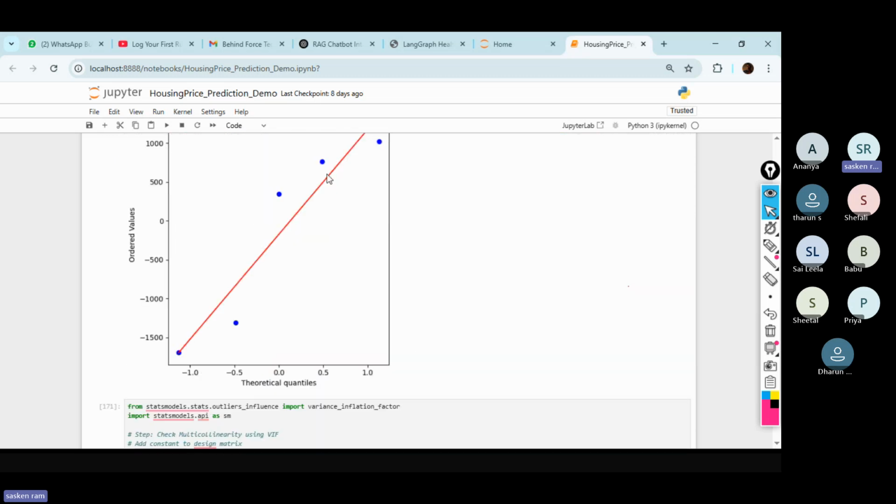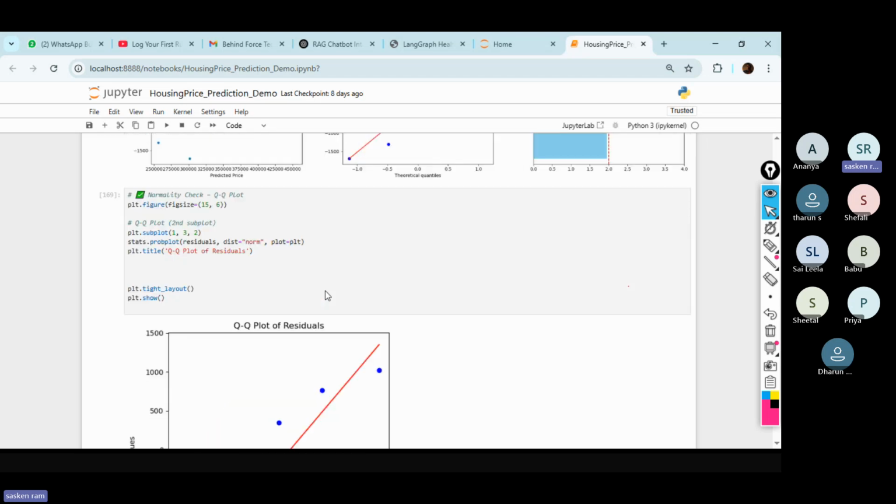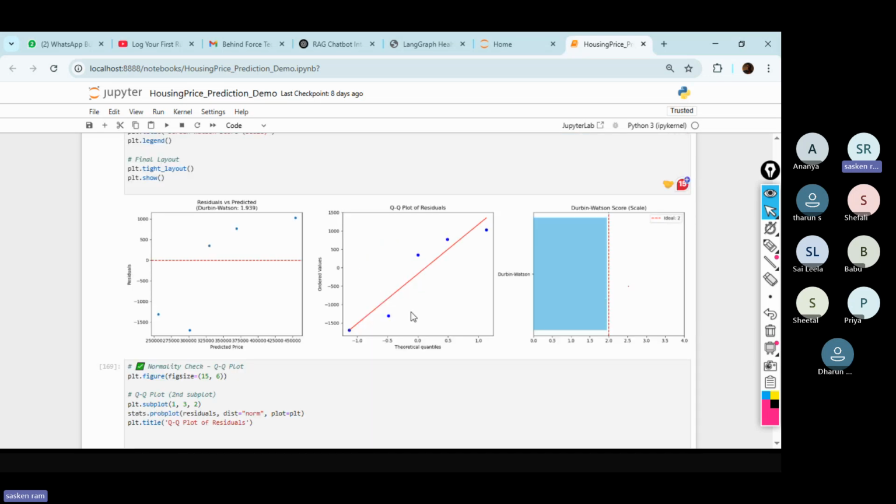The normality of residuals we have seen using the QQ plot. You can see these dots are somewhat close to this red line. Ideally they should be on it, but it will not be exactly like that. Somewhat close, not too far, so it is meeting the normality of residuals assumption. And then the next one is the Durbin-Watson test. This bar tells us it should be 2 or less. If it is more than 2, then there is some kind of autocorrelation.